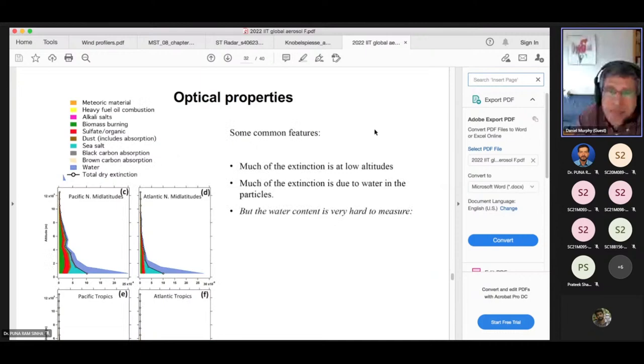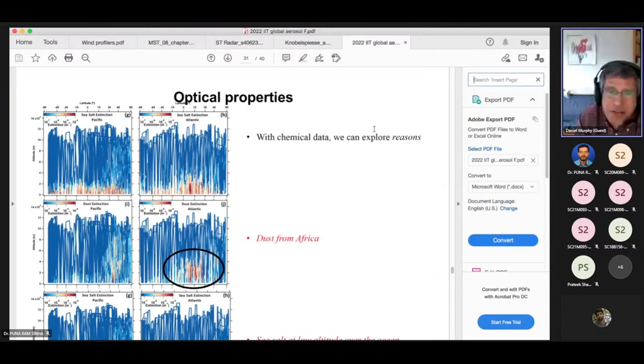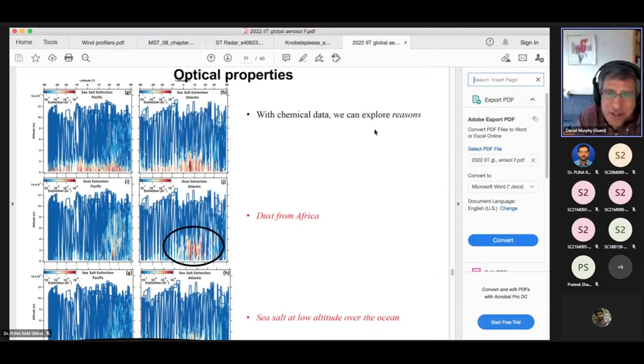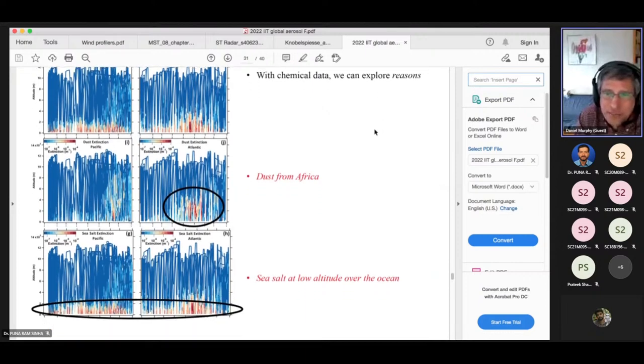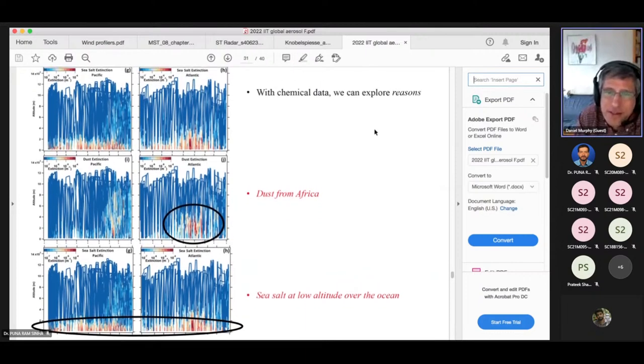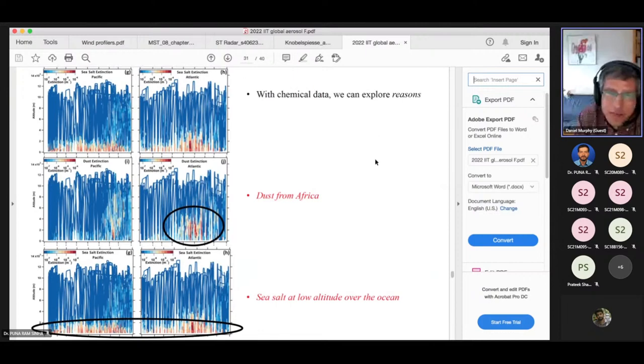You can also see, in the bottom panel, the extinction due to sea salt. And again, not surprisingly, down near the surface, most of the extinction is due to sea salt.